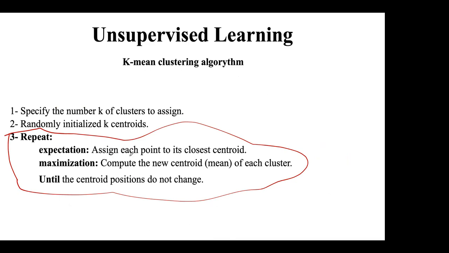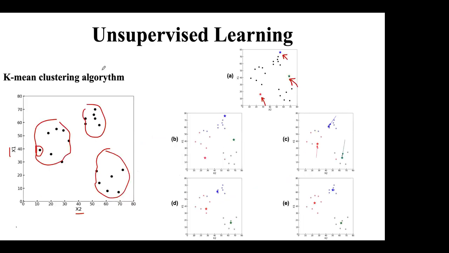In the first step, we assign each point to its closest centroid. In the second, we compute the new centroid, the mean of each cluster. And we continue until the positions of the centroids don't change. I guess it's better to show it on the picture. In the first step, I randomly initialize 3 centers. I told my computer that these three points are the centroids of my 3 clusters. Then in the second step, I compute the distance from all the points.